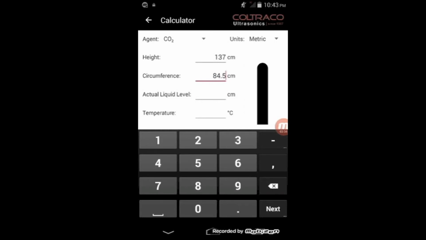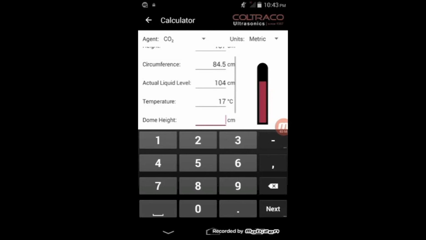The liquid level, again taken from the base of the cylinder to your liquid level. Now the modern Portalevel sensors have a marking on the side of the sensor, and that's where you should take the measurement from. So in this instance it's 104 centimeters. Temperature, it's a balmy March day at 17 degrees. Dome height 9.